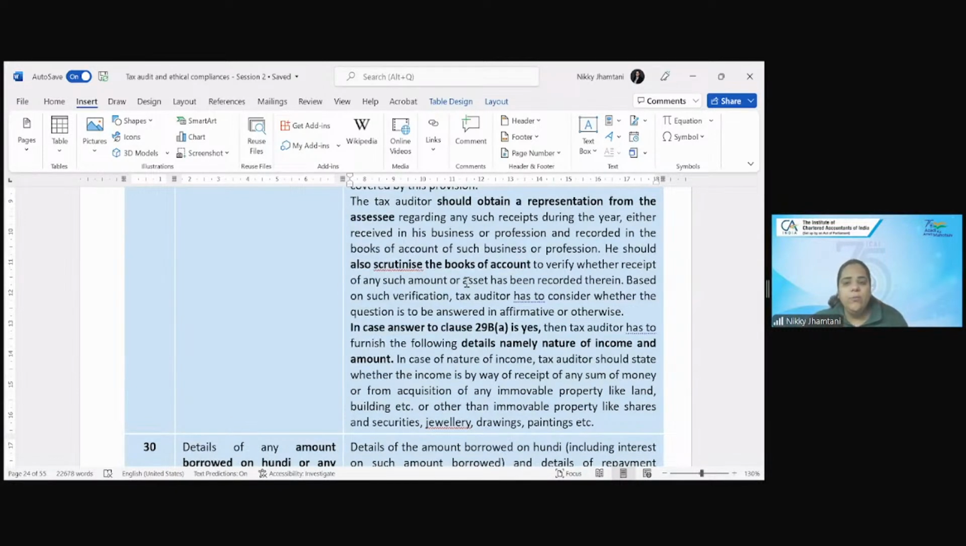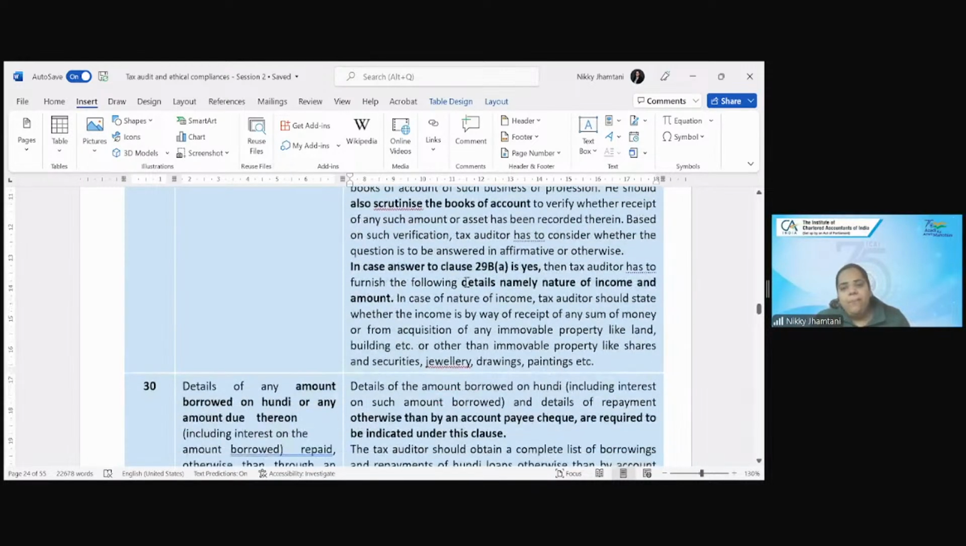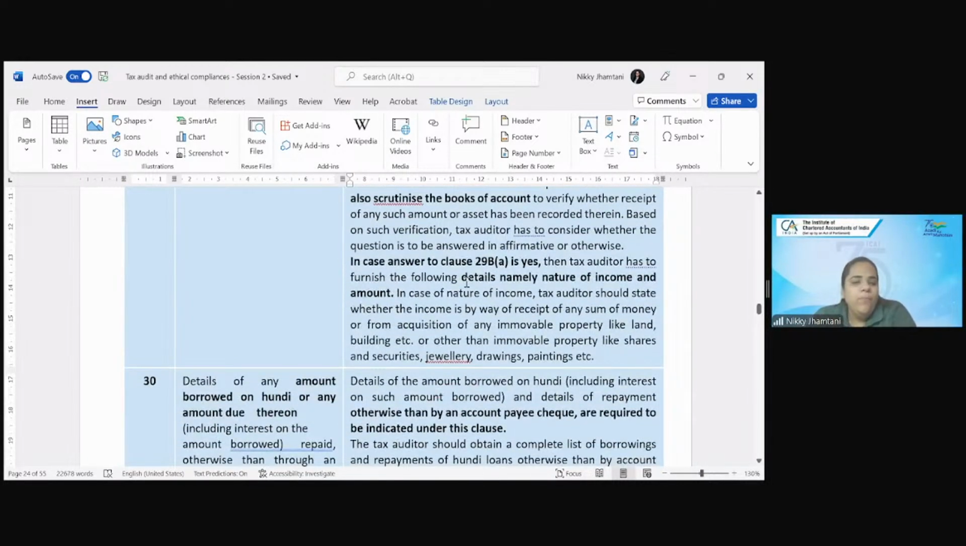He should also scrutinize the books of account to verify whether receipt of any such amount or asset has been recorded therein. Based on such verification, the tax auditor has to consider whether the question is to be answered in the affirmative or otherwise. In case the answer to clause 29B is yes, then the tax auditor has to furnish the following details, namely nature of income and amount. In case of nature of income, the tax auditor should state whether the income is by way of receipt of any sum of money or by way of acquisition of any immovable property or other property such as shares, jewelry, drawings, paintings, etc.